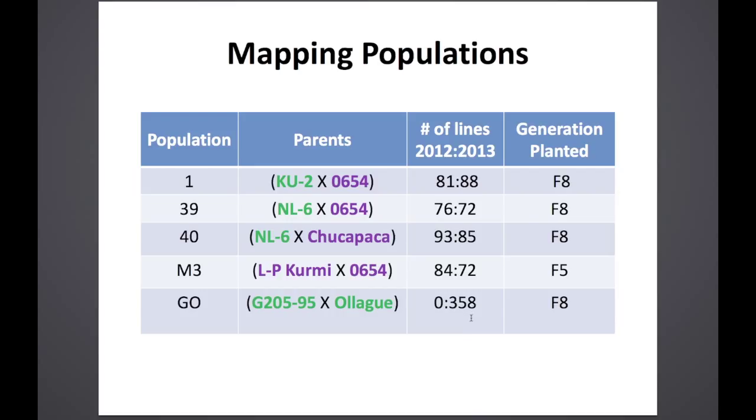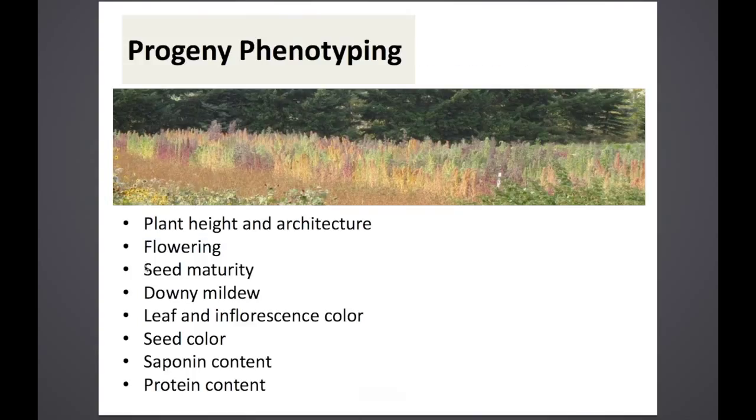This last year we had a really nice big population from this, we call it our Go population. And this is the only one with a Chilean cross with a Chilean. So we have great hopes that progeny coming from this population will actually be well adapted to our area, and if we're lucky, we might get something we can actually turn into a cultivated variety.